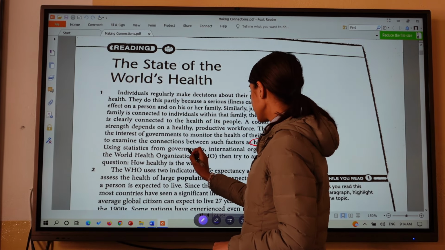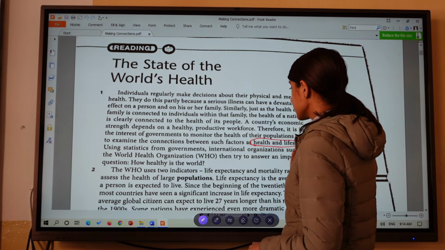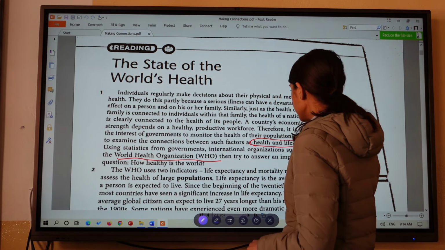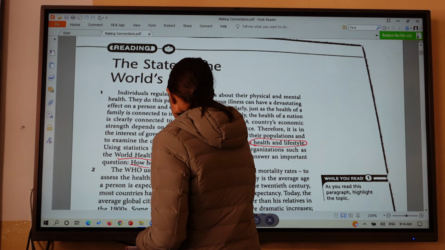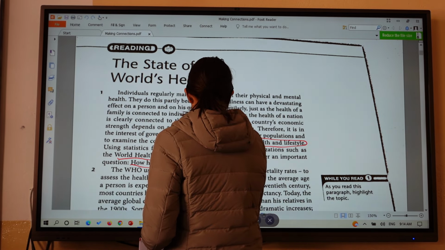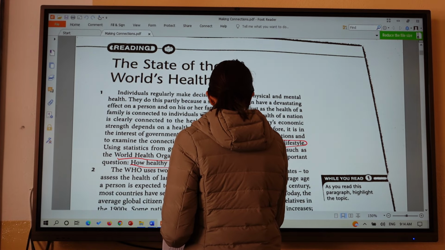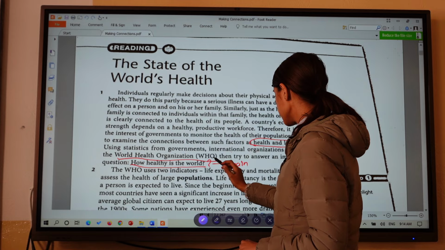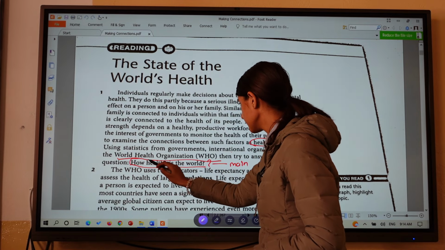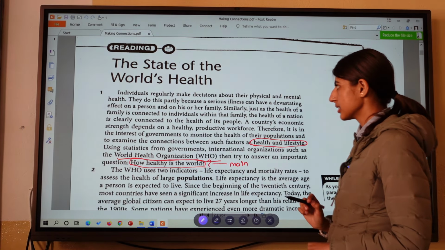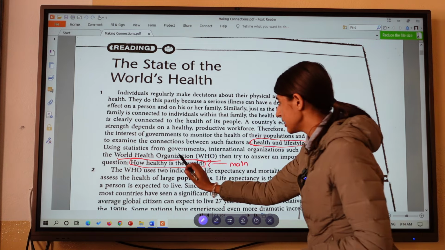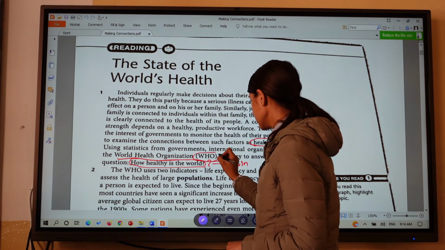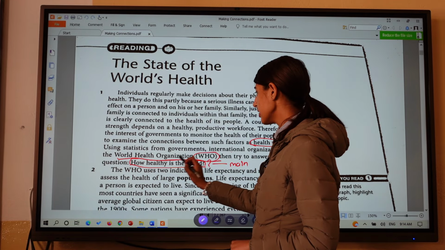Using statistics from the governments, international organizations such as WHO, the World Health Organization, then try to answer an important question. How healthy is the world? This is also the main idea. This text answers how the WHO tries to answer this question. It explains how WHO finds out how healthy the world is.